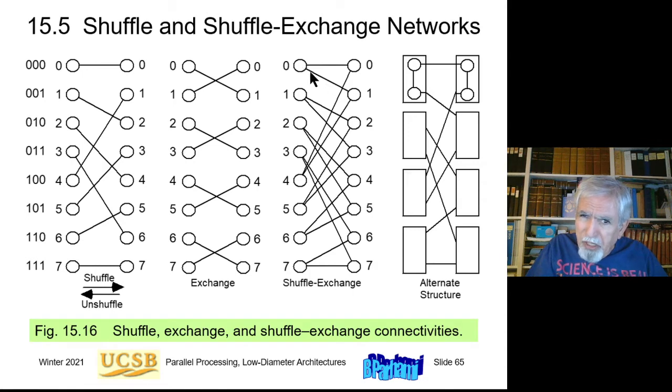Instead of having a shuffle exchange connection directly, shuffle exchange is implemented in 2 steps. So 0 is connected to 0, that's the shuffle. The exchange 0 to 1 is implemented here. So if I want to do shuffle exchange, I have to do it in 2 steps. And again, this connectivity is what we had when we designed the FFT network using the butterfly. So what we did there, although we didn't call it by this name, was using the shuffle exchange connectivity to implement FFT.